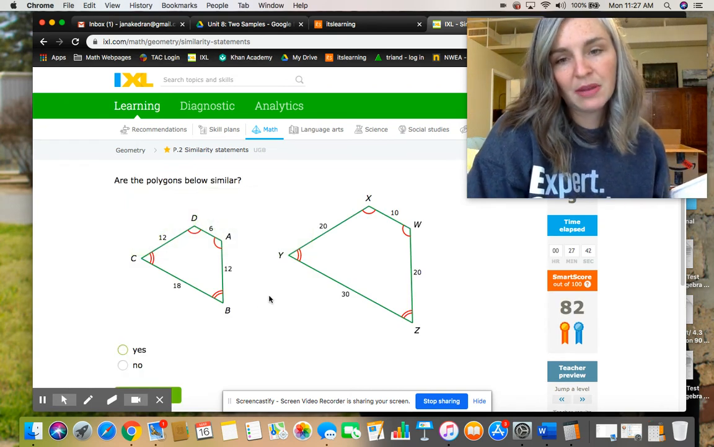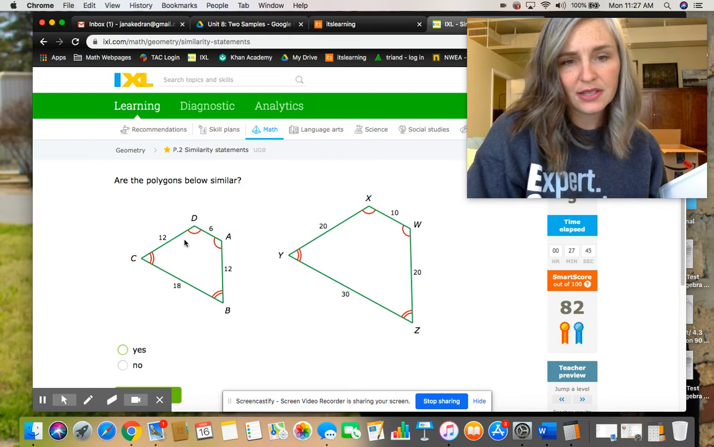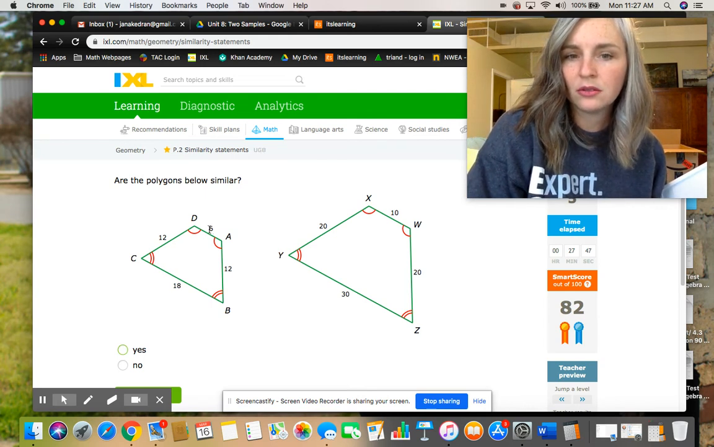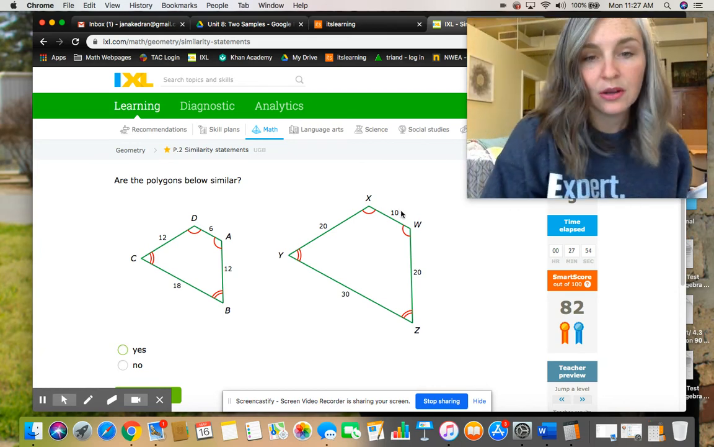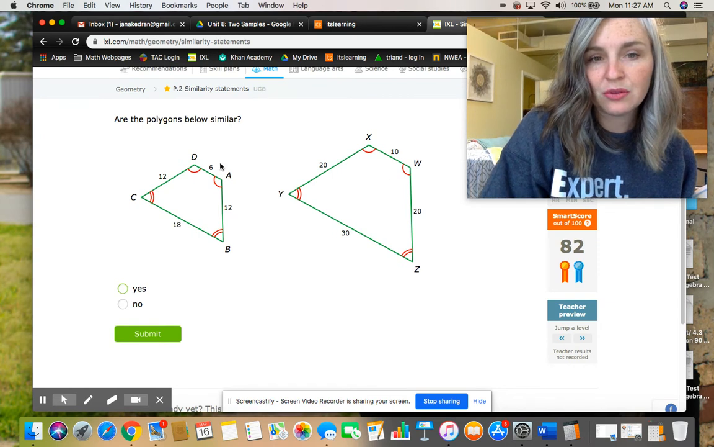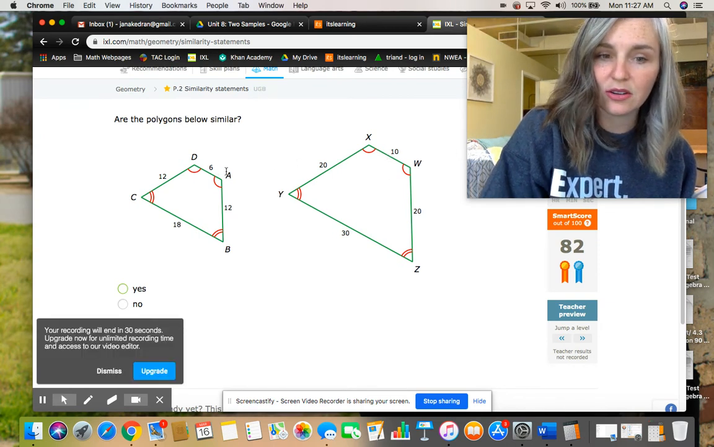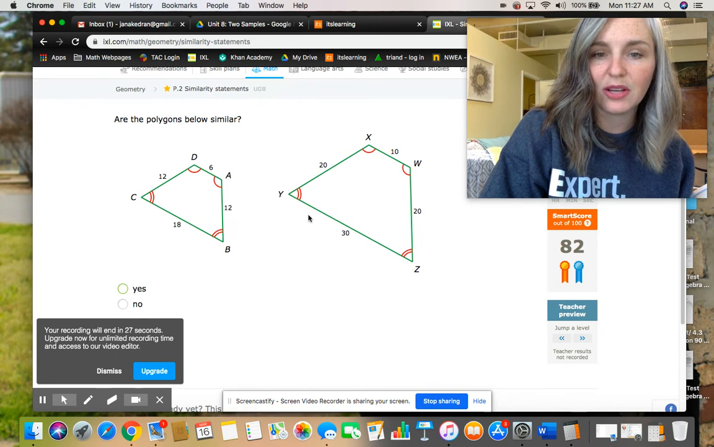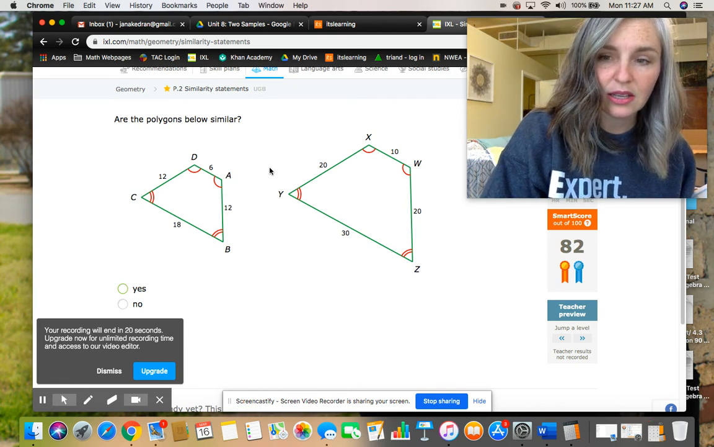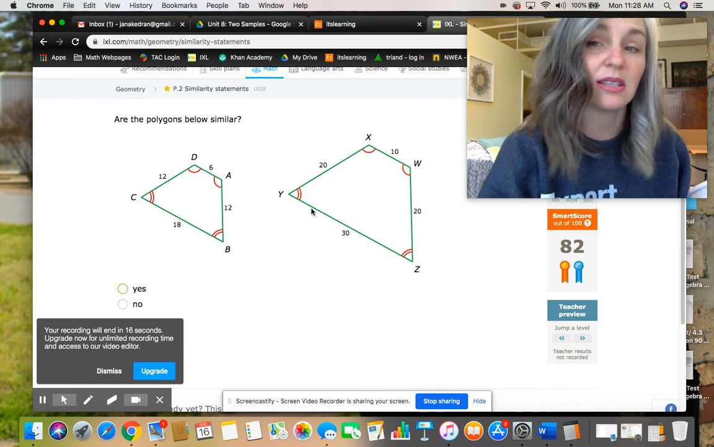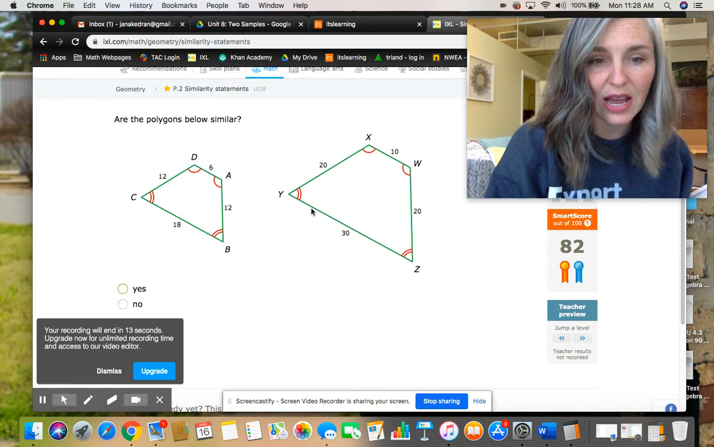They're not always super obvious. I might not know what multiplies by 6 to get 10, and that's why we do the similarity statements. What I might do is check what 10 divided by 6 is, what 20 divided by 12 is, and what 30 divided by 18 is, and make sure they're the same that way. If they're not the same, they're not similar. If they are the same, then they are similar, and you're going to be writing that similarity statement.